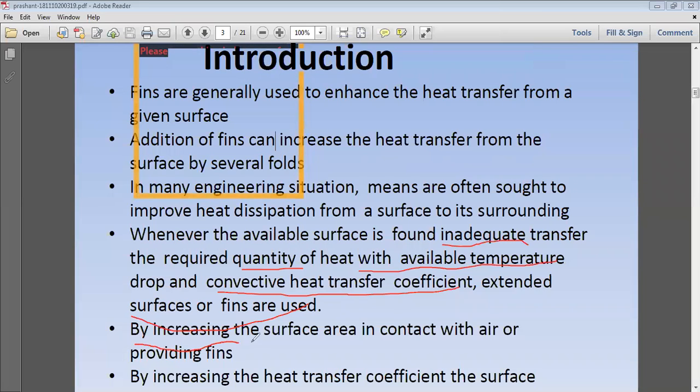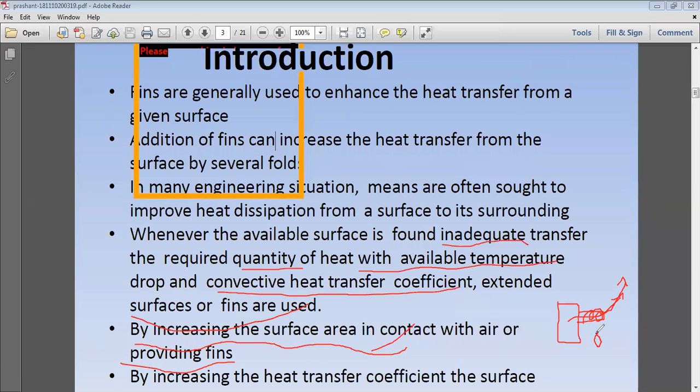Another condition is whenever the surface area is increased, you can see increasing the surface area in contact with the air, or providing fins. So how is it possible? When we provide fins to the surface, automatically it leads to an increase in the surface area. For example, take this cylinder. If you provide a fin over this, the surface area is increasing, then the heat transfer rate will increase to dissipate to the surroundings.